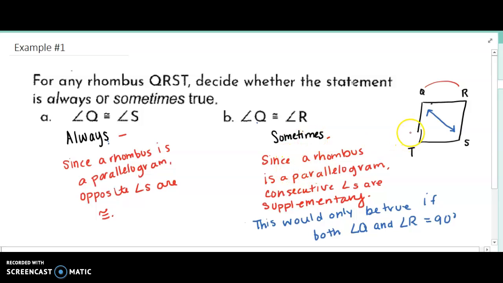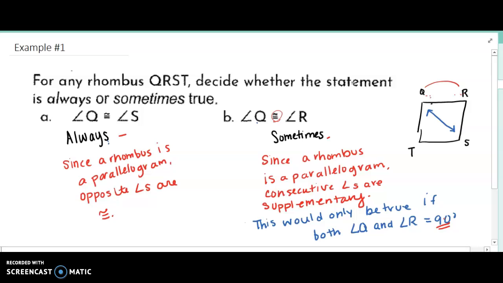Since a rhombus is a parallelogram, we know consecutive angles, which are Q and R, are always supplementary. So the only time we can have angles be congruent and supplementary is if both are 90 degrees. So if both of these are 90 degrees, it's a true statement.